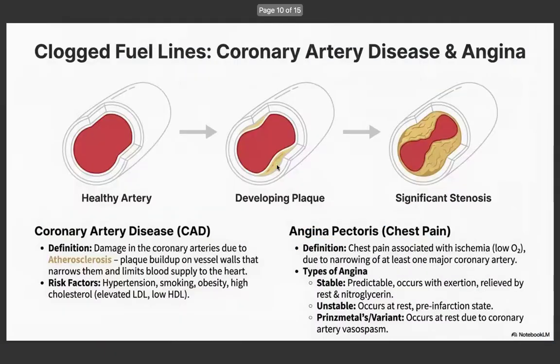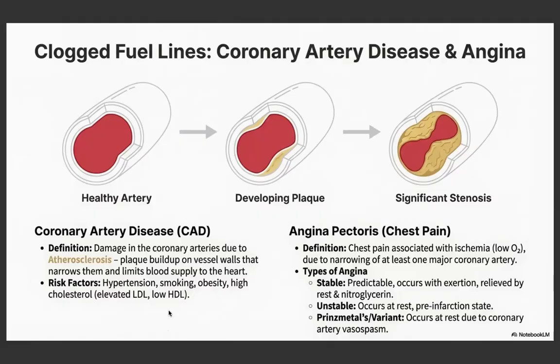Okay, so coronary artery disease and angina. Both of these are basically going to be caused by arteriosclerosis. Coronary artery disease is the narrowing of the vasculature around the heart, and it's going to be limiting the heart's own blood supply. It also has risk factors like high cholesterol, which makes sense with arteriosclerosis, smoking, obesity, and hypertension. And angina is chest pain because of ischemia.